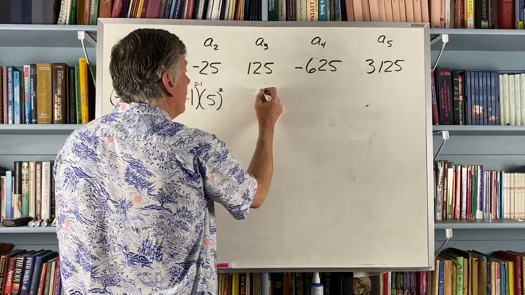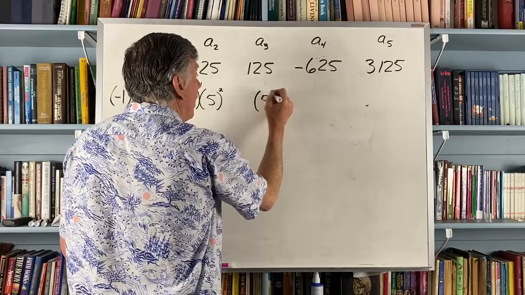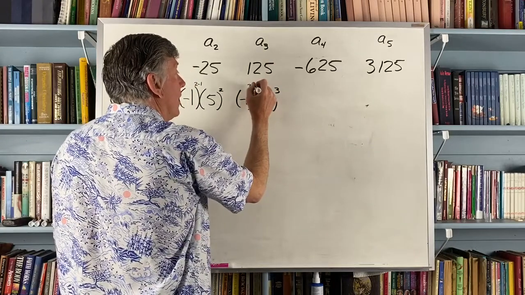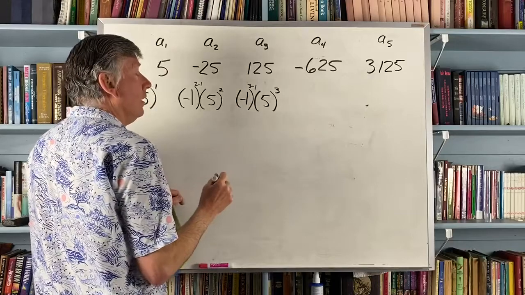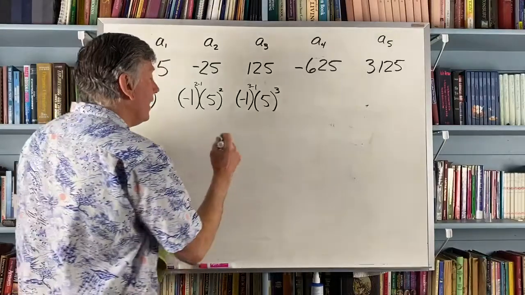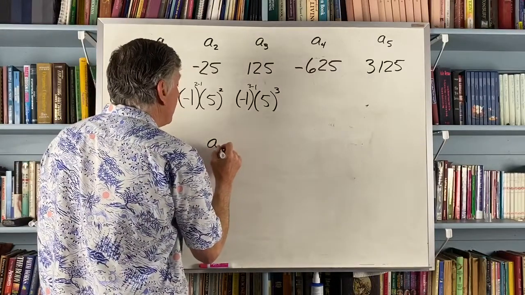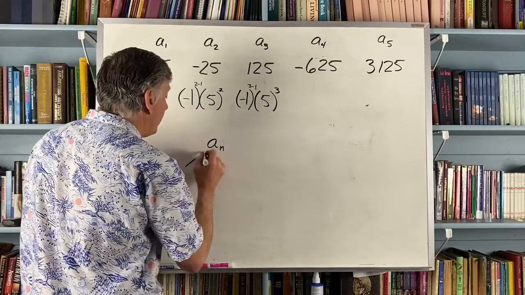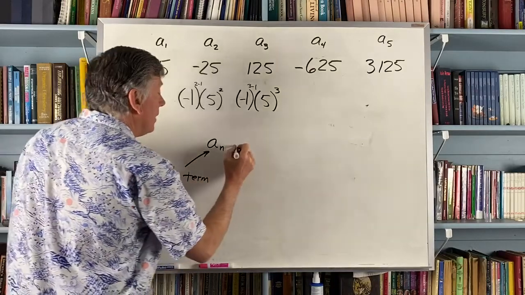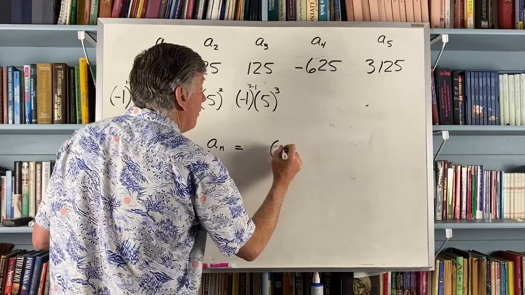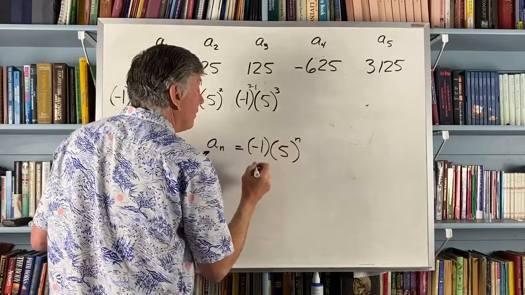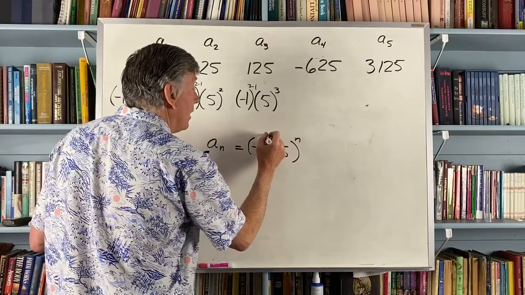Let's see if it works from here. 125 is 5 cubed. If I put a minus 1 in it and do it to the 3 minus 1 power, that's going to be negative 1 squared, which is positive. So I think I've got a general formula, and I will now say my nth term is 5 to the nth, and I'm going to put this positive and minus maker right here, minus 1 to the n minus 1.